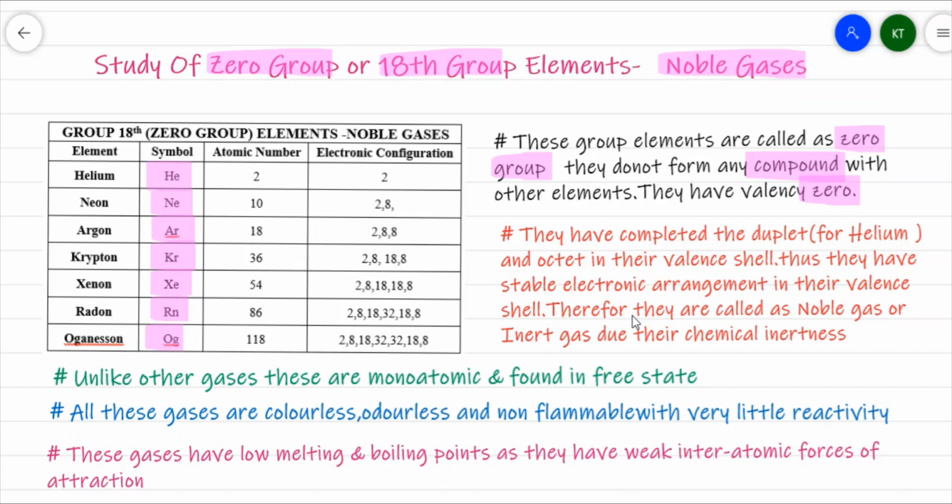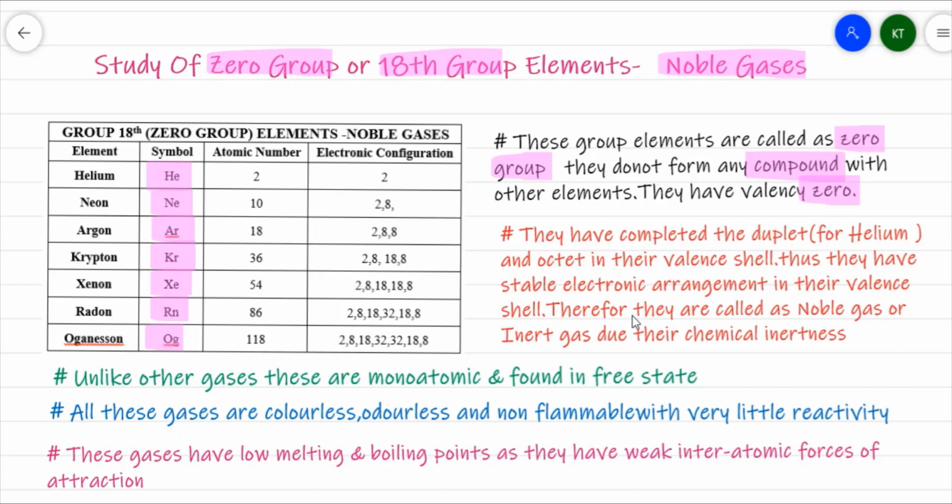Now we have alkali elements. We call them monovalent elements because they have one electron, they lose that electron and form monovalent compounds. That's why they are called monovalent. But as these elements do not show any tendency to form any sort of compound with any other element, they have zero valency and hence they are called zero group elements.